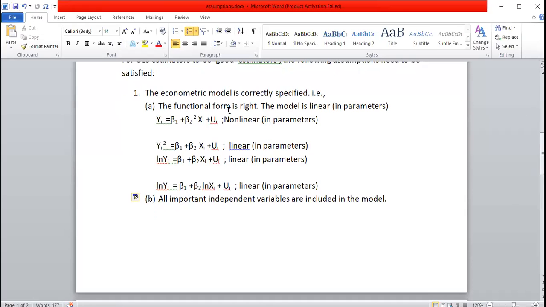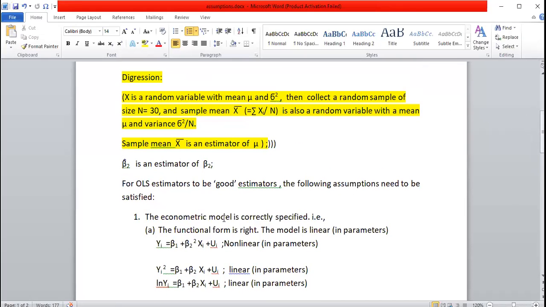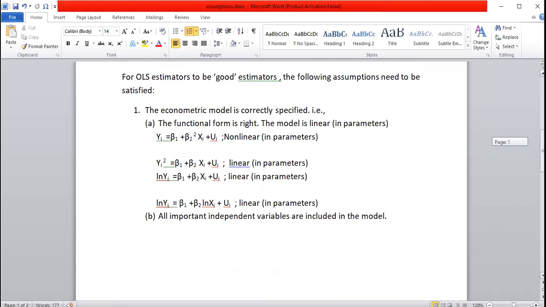So two things we talked about now. The econometric model, assumption number one: the model is correctly specified. That means two things. One, the functional form is right. If it's actually linear, you write linear. If it's actually quadratic, you write quadratic, and so on. But make sure it's always linear in parameters. If it's not linear in parameters, it's not doable. Another one, all important independent variables are included in the model, and we'll talk about the other ones in the next class. I'll call it a day today, and we'll come back next class.